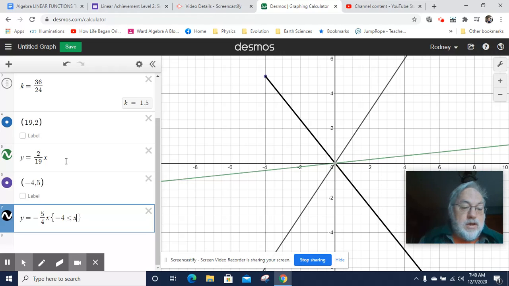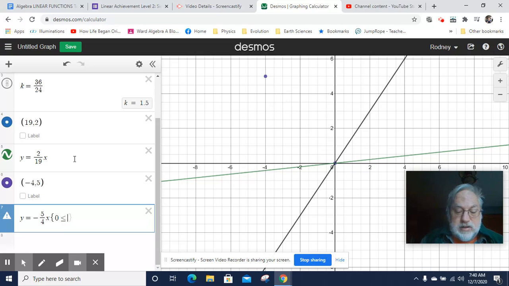I could do it also with the y values. So my high y value is 5, my low y value is 0. So I could say 0 is less than or equal to y is less than or equal to 5. And I can end it with a fancy bracket as well. So now I've made it fancy.